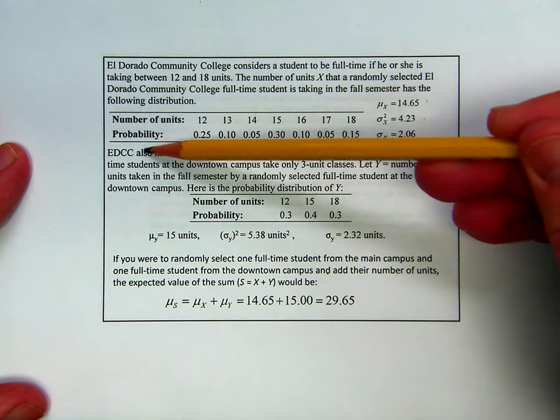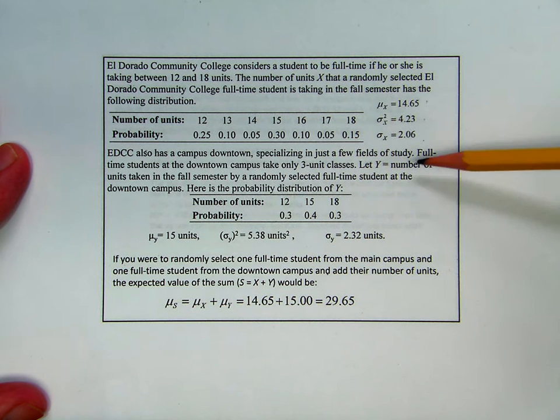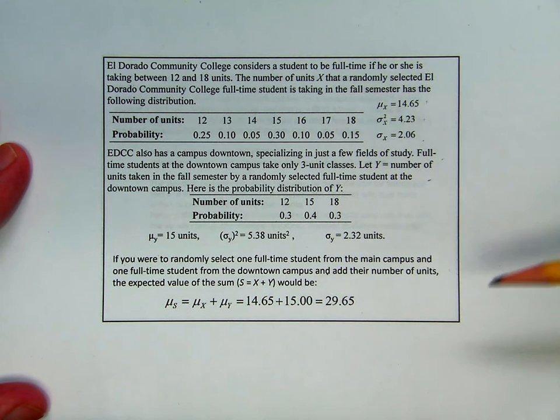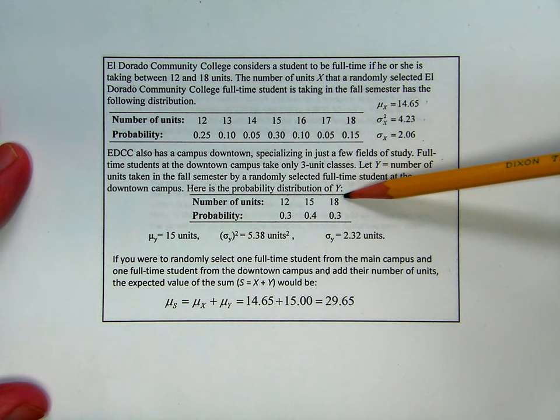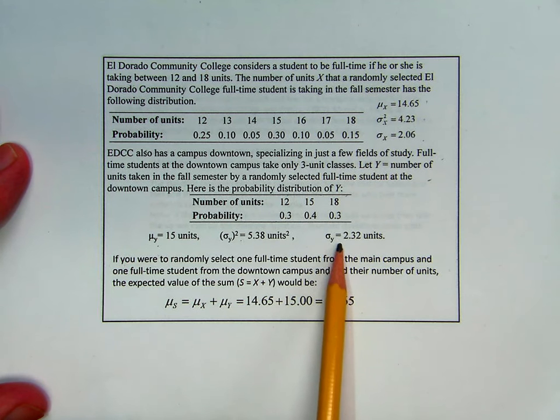New to today, EDCC also has a campus downtown specializing in just a few fields of study. Full-time students at the downtown campus take only three unit classes. Let Y equal the number of units taken in the fall semester by a randomly selected full-time student at the downtown campus. So here the possibilities of the units you take are only 12, 15, 18. They're giving us the mean, the variance, and the standard deviation.